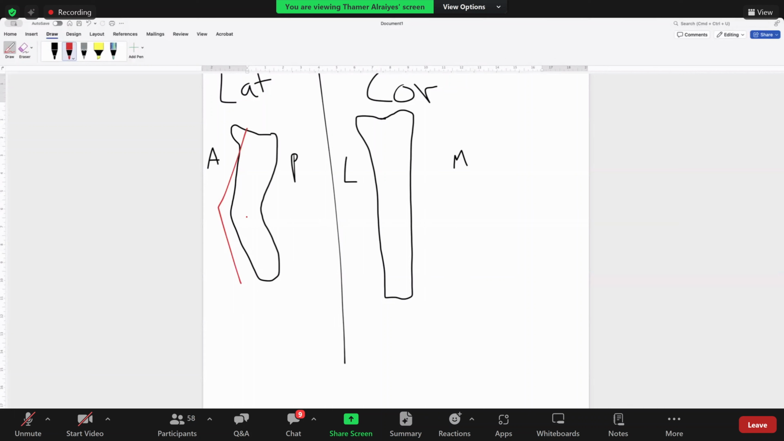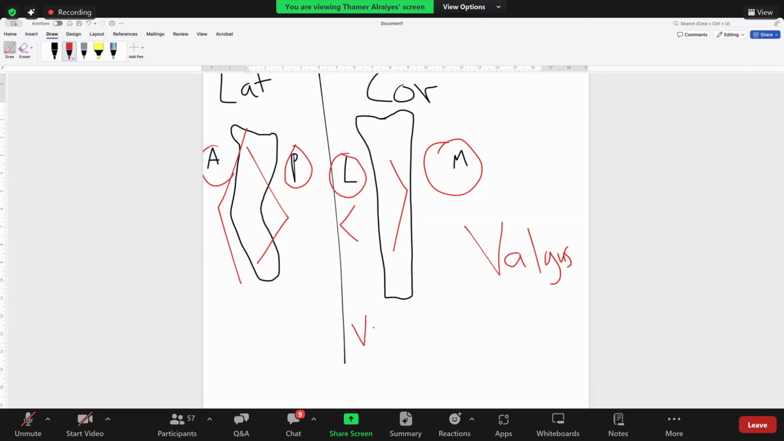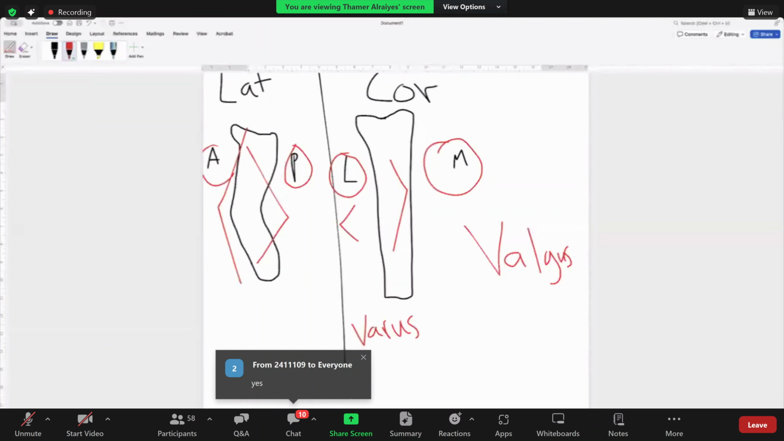It's very clear. If it happened the other side, apex posterior. If it's here, it's apex medial, which goes with valgus. When the apex is lateral, goes with varus. Okay, guys? Does this explain it? Yes, doc. Right. Let's keep this. Maybe it's going to be helpful.